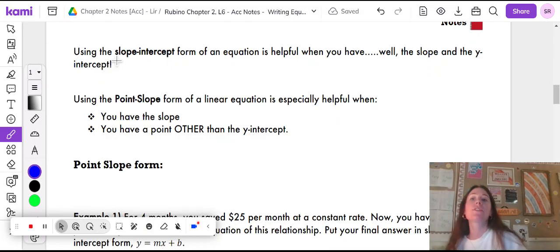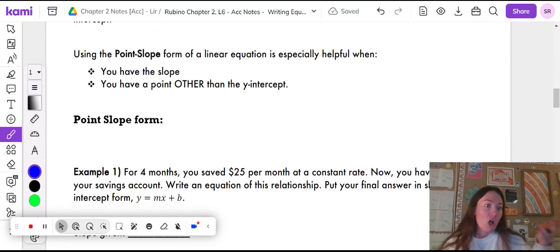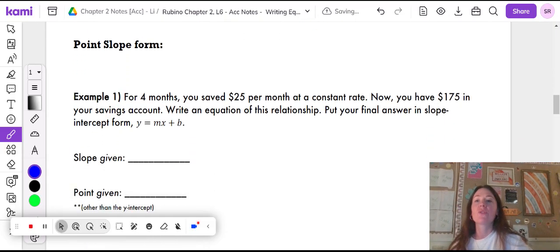Okay, first thing it says is using the slope-intercept form of an equation is helpful when you have the slope and y-intercept, right? It's right in the name. You need the slope and the intercept to put it in slope-intercept form. For point-slope form, also makes sense. It's right in the name. You need a point and you need the slope to put it in that format. Okay, so let's look at our example.